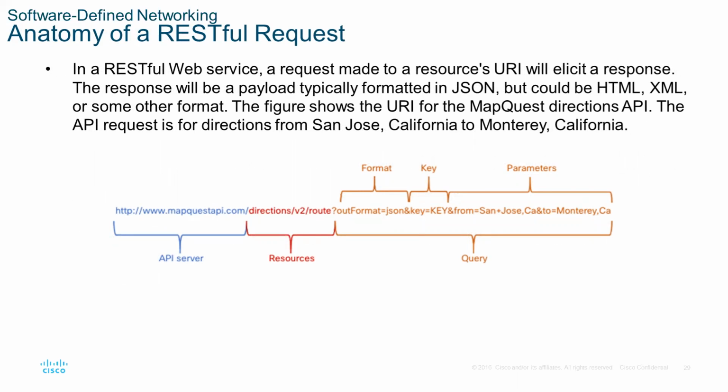So what is the anatomy of a RESTful request? Well, we need to identify the API server, what resources we want to have access to, and then we have to define our query. Now, a query has a format, a key, and the parameters that we want to gather.